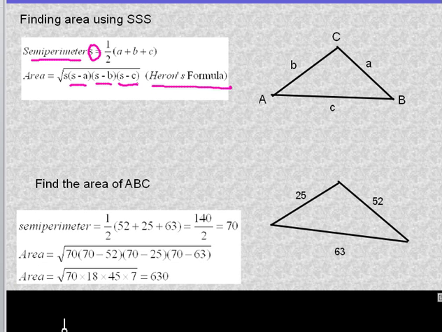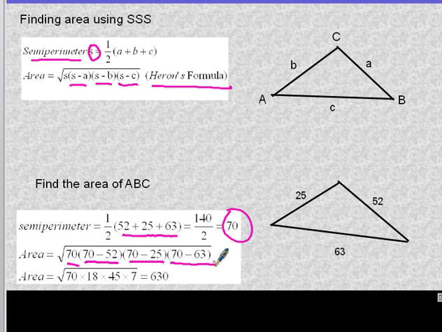Here's our triangle. What's our semi-perimeter? Well, I add my sides, 52, 25, 63, which is 140, and then multiply by 1/2 or divide by 2, and I get a semi-perimeter of 70. And now I plug it into Heron's formula. The square root of my semi-perimeter times my semi-perimeter minus side A, which is 52, and it doesn't matter which you say is side A, B, or C, it's going to work out the same anyway, times semi-perimeter minus side B, times the semi-perimeter minus side C.